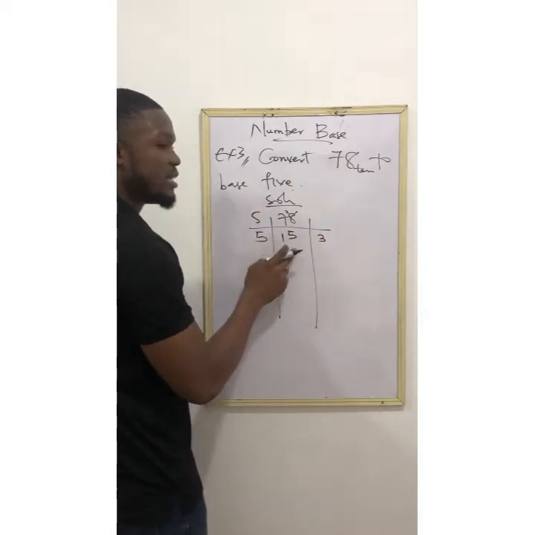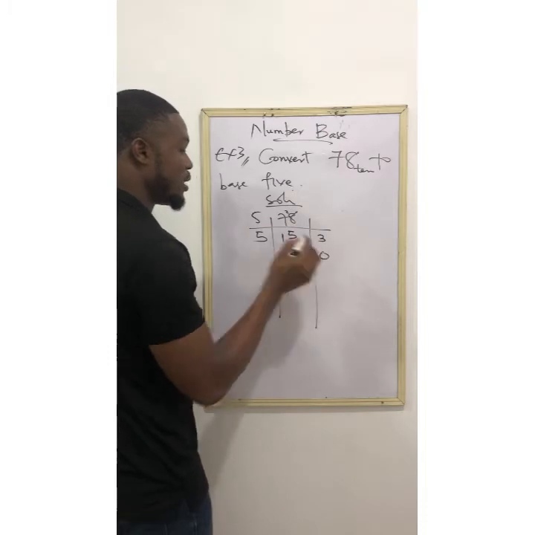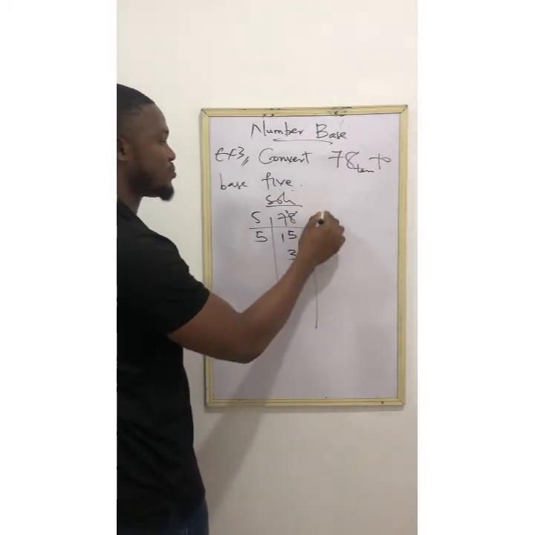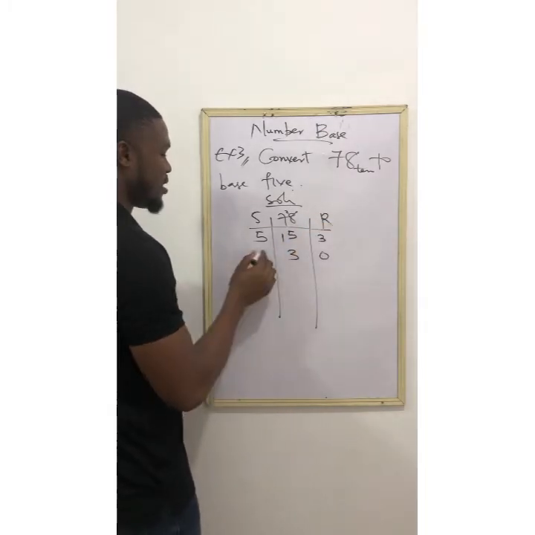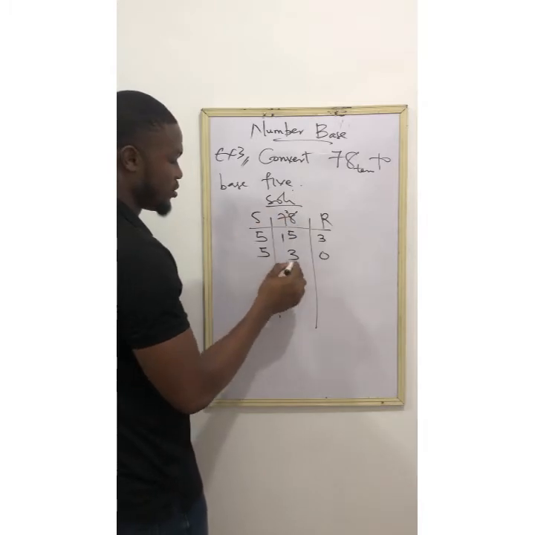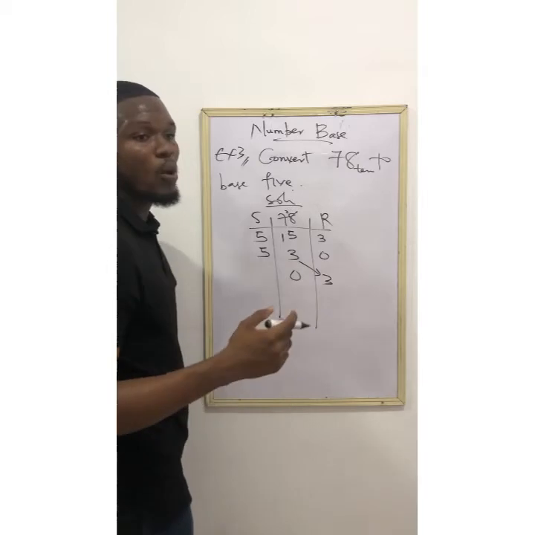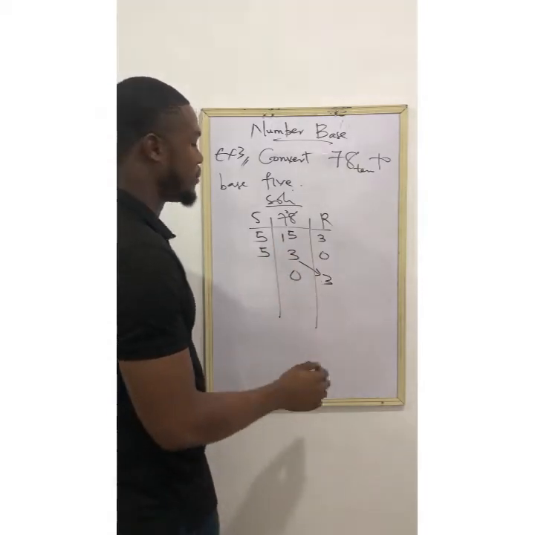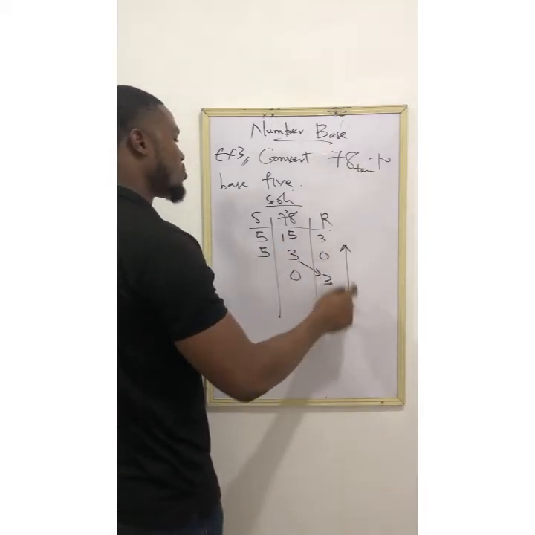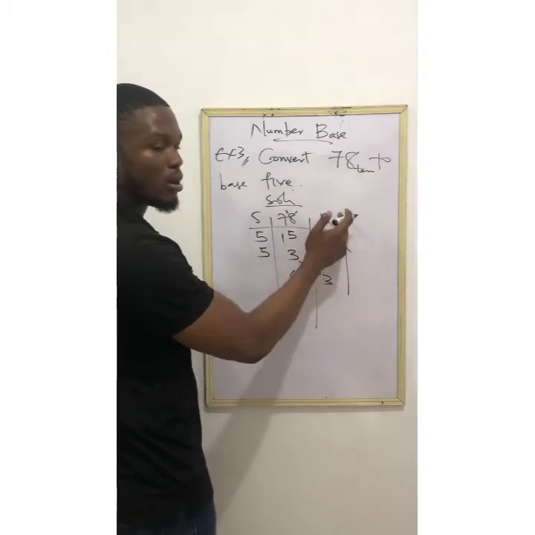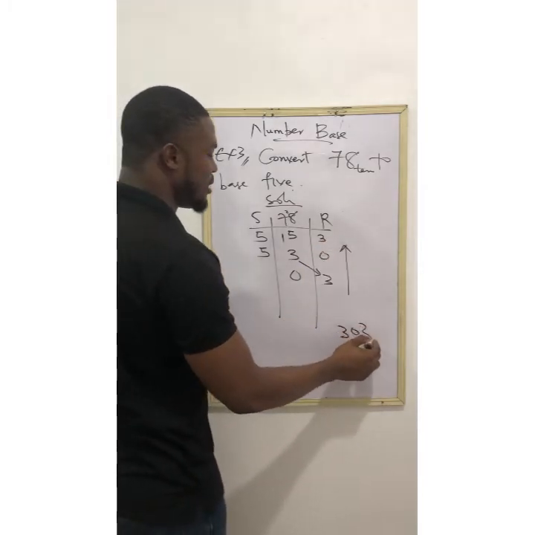Now 5 into 15 is 3, remainder 0. So you're writing your remainder here. 5 into 3 cannot go, 0, remainder 3. This comes down here because 5 cannot go into 3. So you write your number from the lowest to the uppermost, start from down, up. This is 303 base 5.